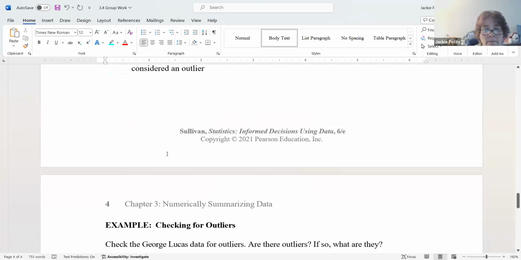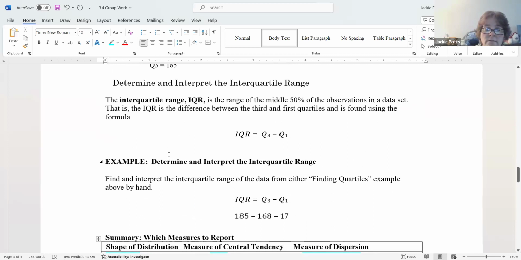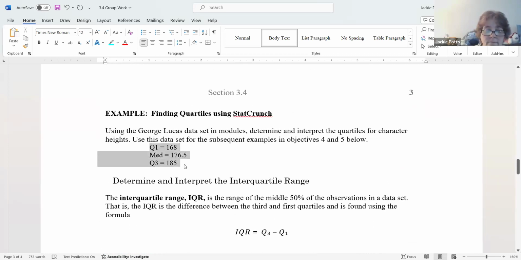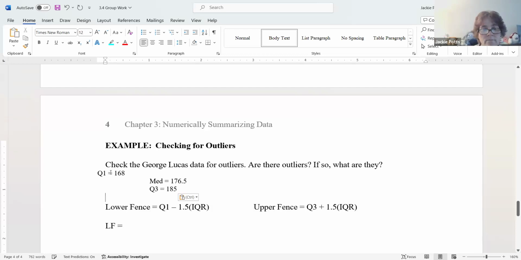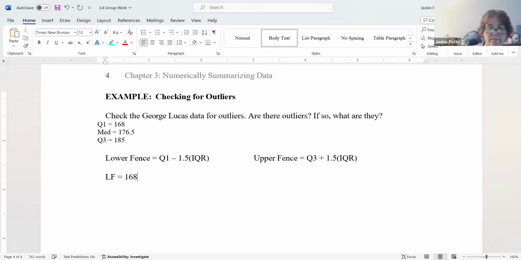Well, first I got to get the quartiles. And I do believe I have those quartiles right there. So I'm going to bring them down just so we don't keep scrolling up and down. Sometimes it just makes life easier if you just go ahead and bring it down with you. So, all right, so Q1 was what? 168 minus 1.5 times the IQR. Well, we got to calculate the IQR, don't we? So up here, IQR equals what? The largest minus the smallest, which was 17. We calculated that already.